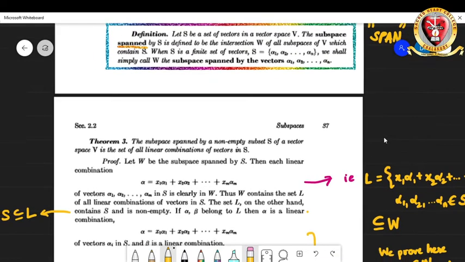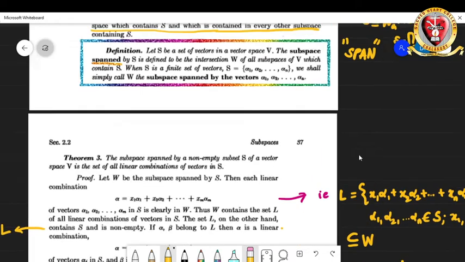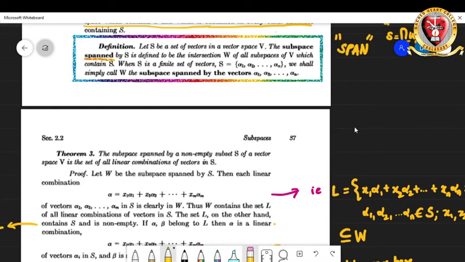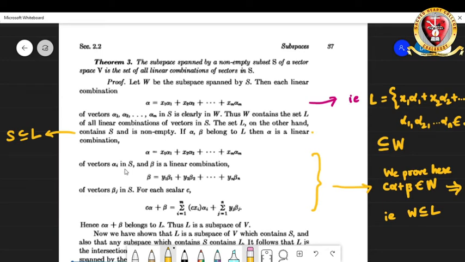Now we are going to give a more useful notion about the subspace spanned by a subset S, which we defined earlier. The subspace spanned by a non-empty subset S of a vector space is nothing but the set of all linear combinations of vectors in S. So what we talked about here is nothing but the set of all linear combinations of elements inside S.